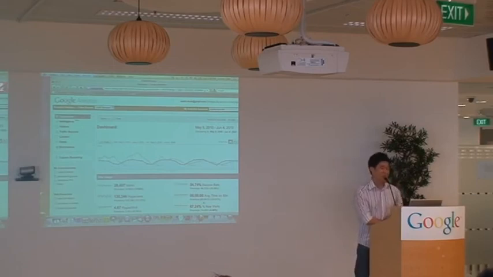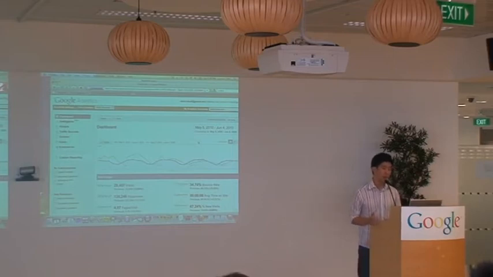Okay, so when you open up Google Analytics, the first thing that you see is a dashboard. The dashboard is an overview of your website performance. And one of the cool things is, you see over here, from May 5th to June 4th, which is today, these are the metrics.